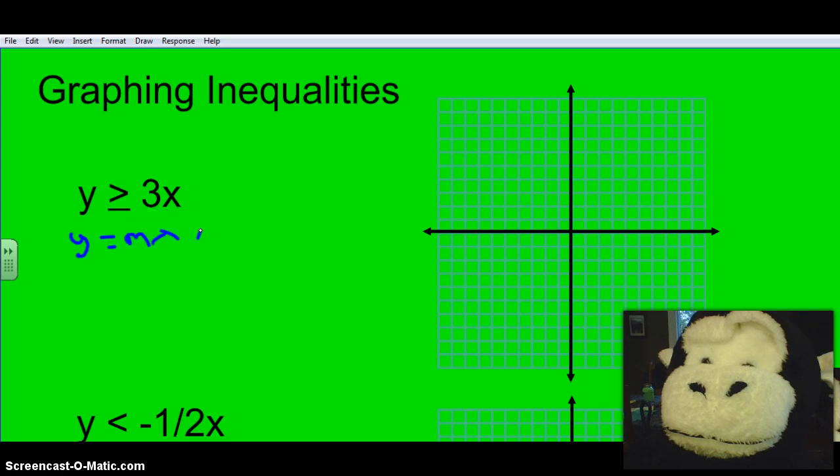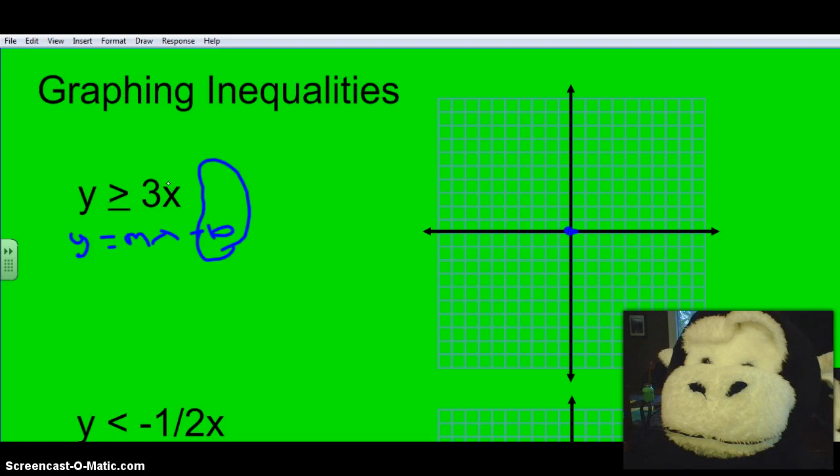Now you can see here, there's nothing in the equation for b. Well, what represents nothing? 0. So my y-intercept here must be 0. So I'm going to put a 0 there.